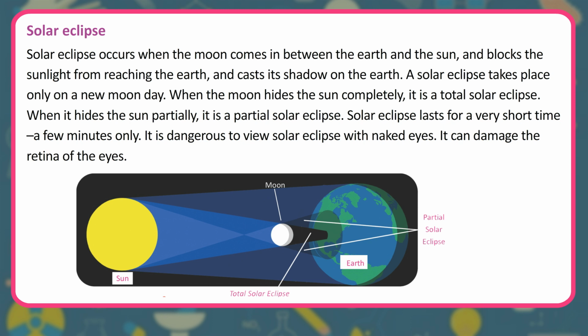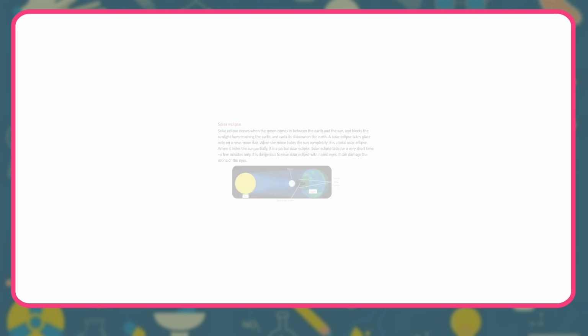It is a total solar eclipse. When it hides the Sun partially, it is a partial solar eclipse. A solar eclipse lasts for a very short time, a few minutes only. It is dangerous to view a solar eclipse with naked eyes. It can damage the retina of the eyes.